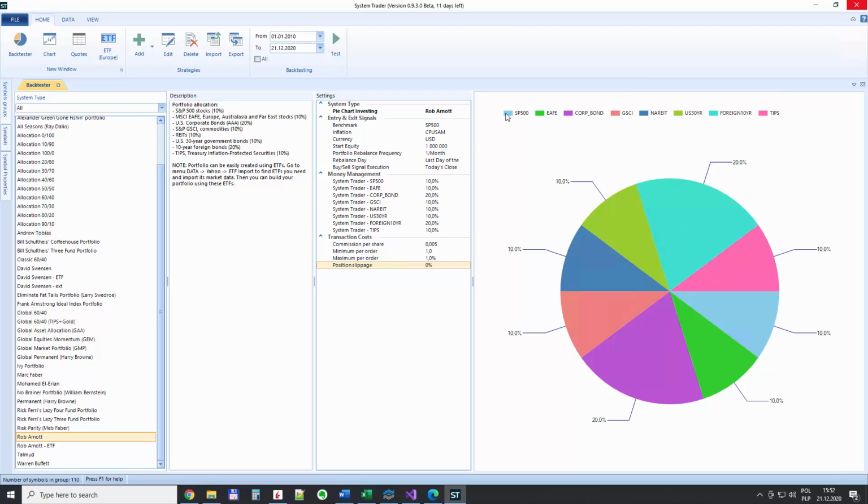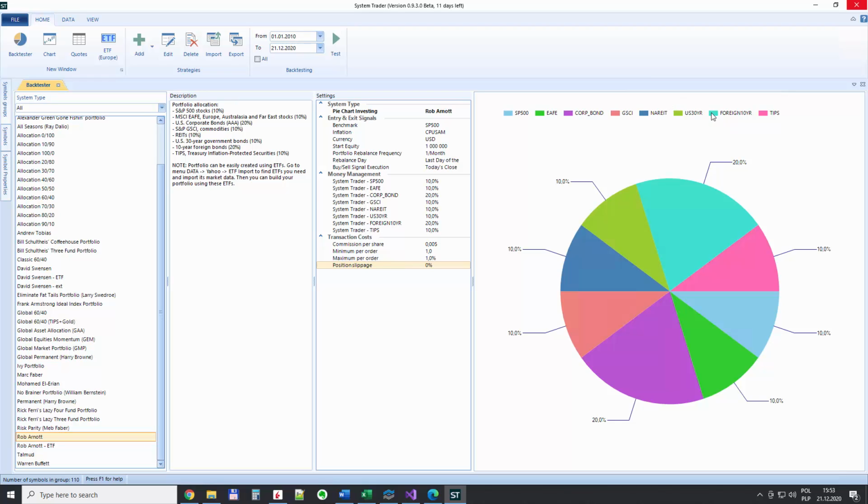So first, let's start with the stocks. We have 10% of S&P 500, the biggest American companies. Then we have MSCI EAFE, which is Europe, Australia, Asia, Far East stocks from the developed countries. Then we have the real estate index, REITs, which is also 10%. So in total, we have 30% of stocks.